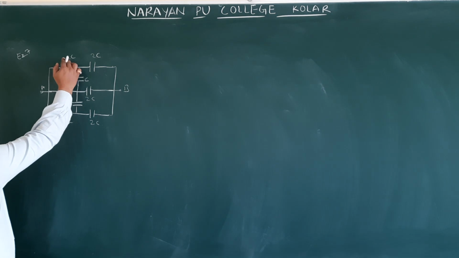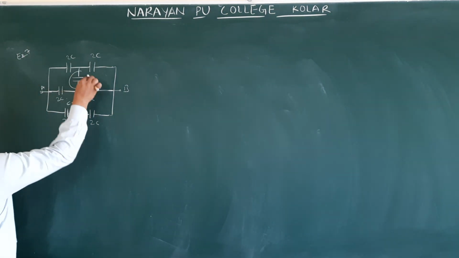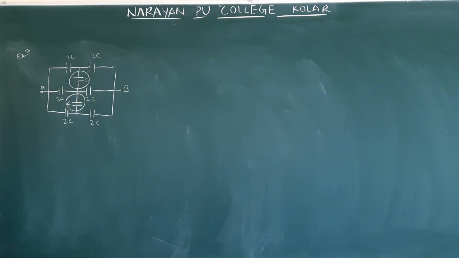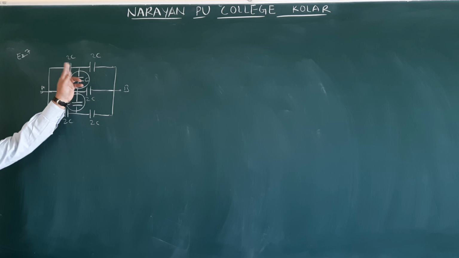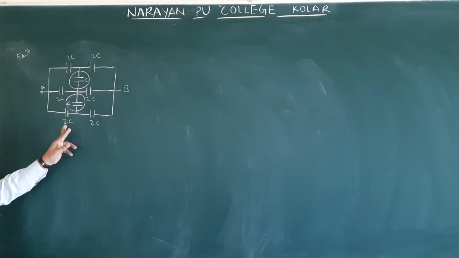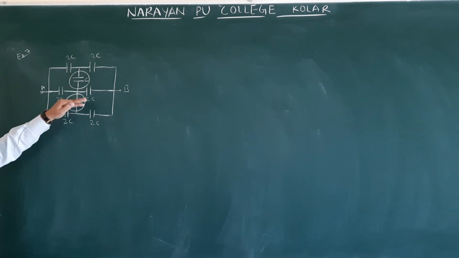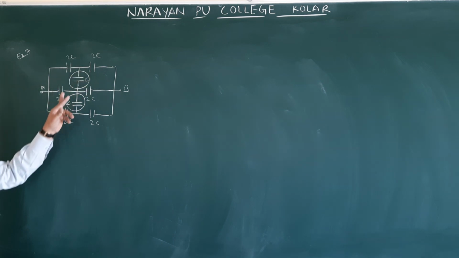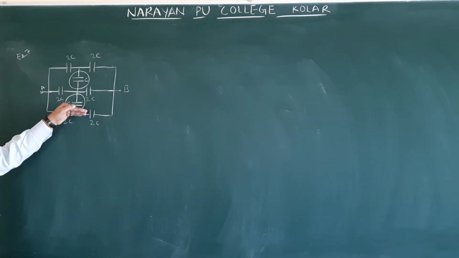So if you balance, 2C by 2C is value 1, 2C by 2C is value 1. Therefore we will remove this one. Here also the same, so we will remove this one. If you remove this one, here 2C and 2C. How are these two connected? Series. 2C, 2C, series. 2C, 2C, series. Two equal capacitors in series means half the value. So 2C by 2, that is nothing but C. 2C by 2, C. 2C by 2, C. So those three are connected in parallel.